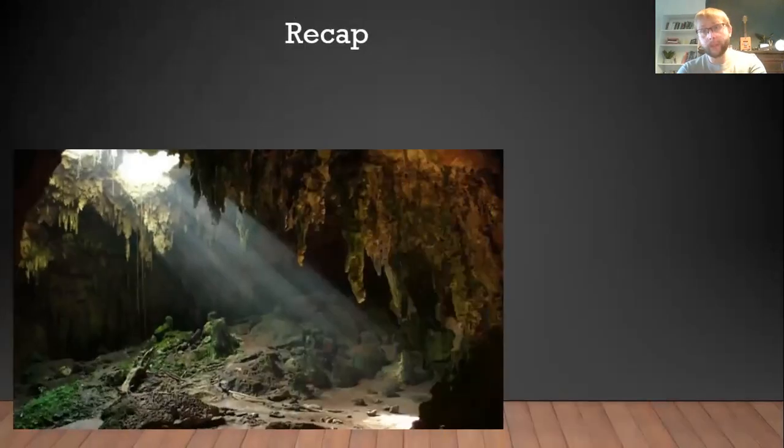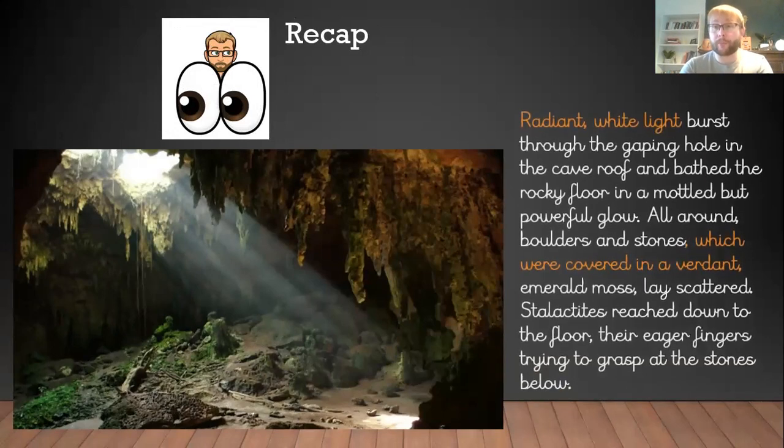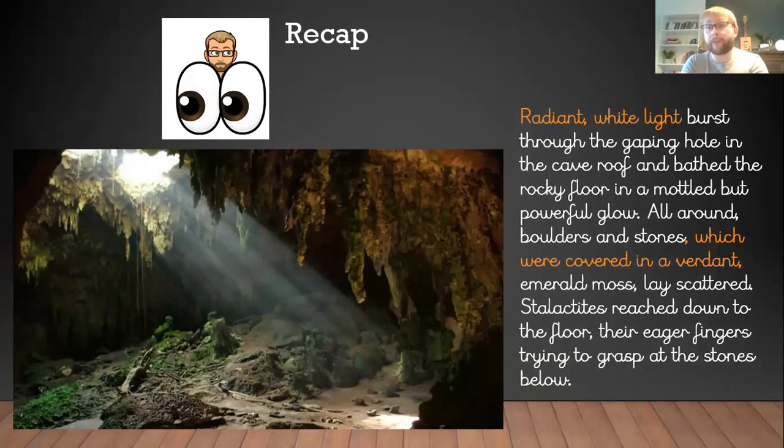Okay. Yesterday, we looked at describing setting, and we looked at the 5 senses: sight, sound, smell, taste and touch. We looked at writing a description using expanded noun phrases, radiant white light, and relative clauses, which were covered in a verdant emerald moss. And we looked at trying to do that for all of the different sentences. There were some excellent setting descriptions being written. I really, really enjoyed reading those. I have to admit, there are some of you out there who I think this has a real chance of being the best piece of writing you've ever done.